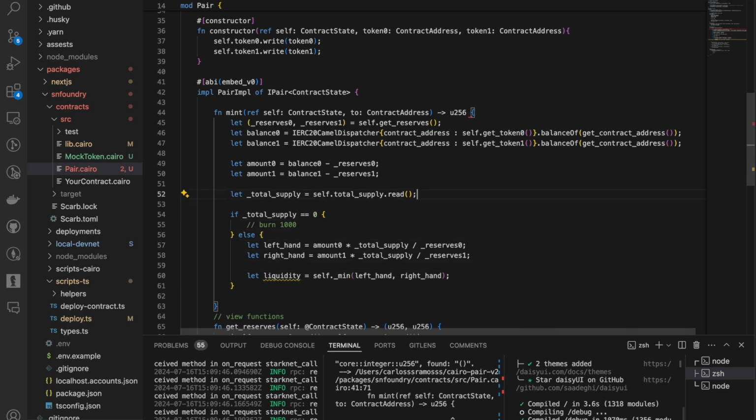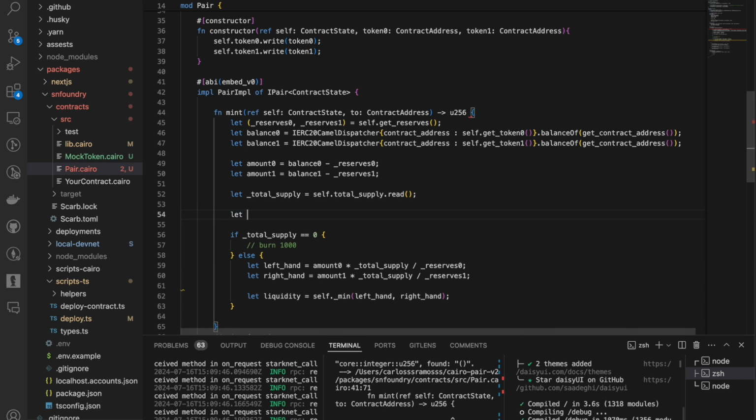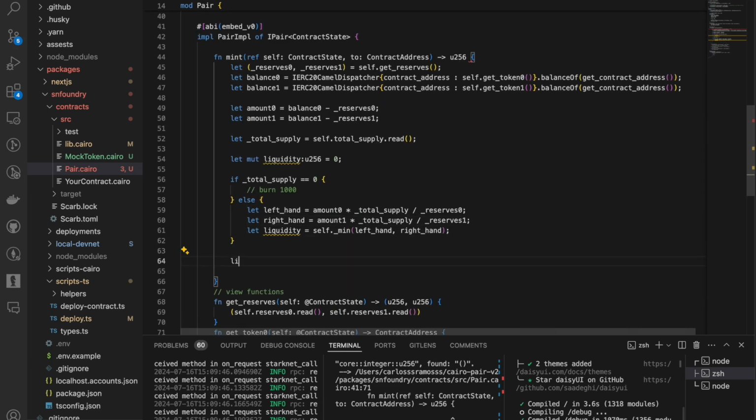Okay, now we didn't define our liquidity yet, so our liquidity is going to be defined outside the if, and I am going to name this liquidity, put 0 as a value and make it mutable. Okay, great. Now in order for these to stop giving me errors, I'm just going to return the liquidity, like the return value of the function.